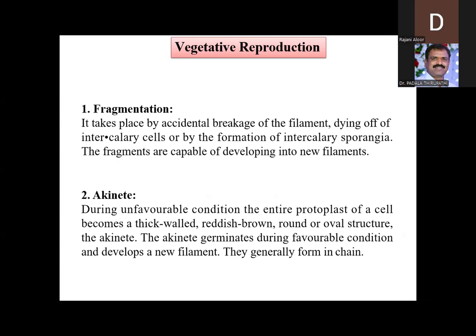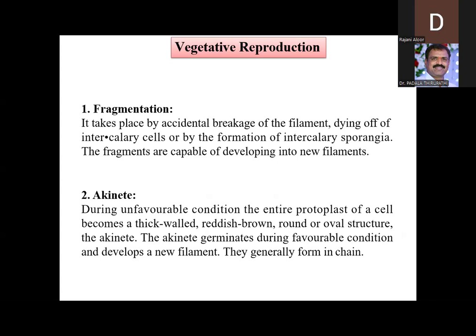Now coming to the reproduction. Here, reproduction in Oedogonium is by vegetative, asexual and sexual methods. Three methods are there: vegetative, asexual and sexual. Vegetative, you know, is fragmentation and akinetes. Fragmentation is the accidental breaking of the filament, and the dying of intercalary cells leads to the formation of intercalary sporangia. Each and every sporangium is capable of developing into a new Oedogonium filament.